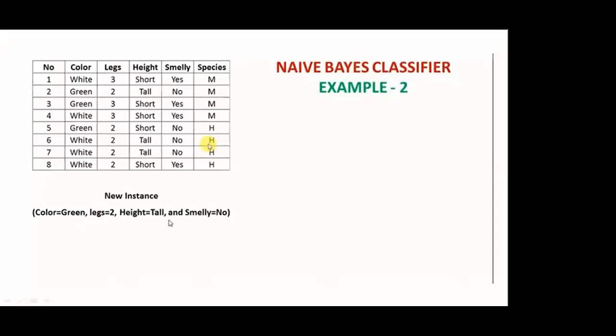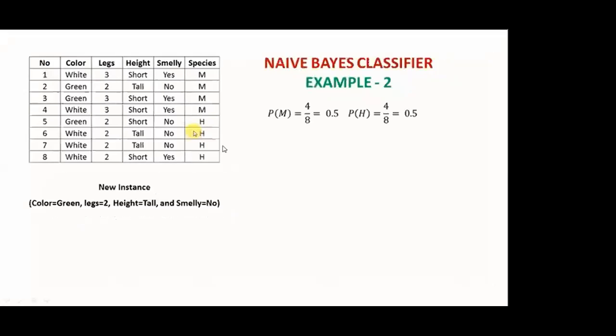First, you have to calculate the prior probability, the probability that the species may be M or may be H. P of M and P of H we have to calculate. Among 8 examples, the prior probability of species M is P of M equal to 4 divided by 8, equal to 0.5. The probability of it being H, P of H, is also 4 divided by 8, again 0.5. This is the prior probability.